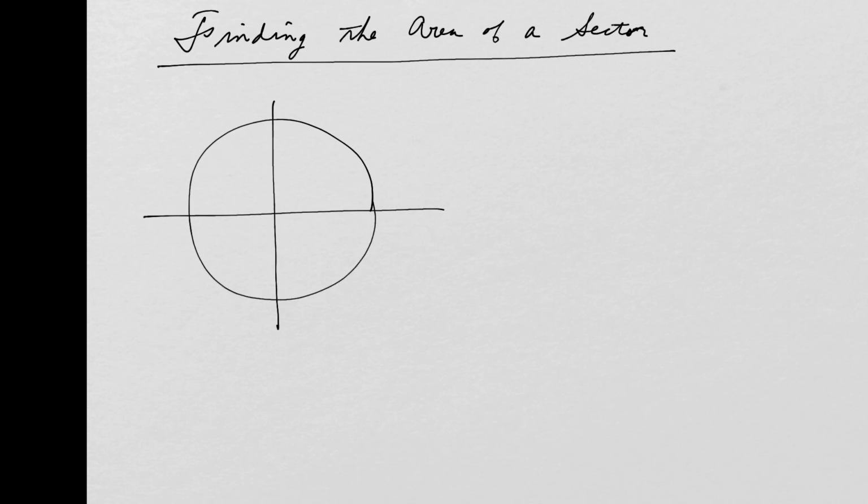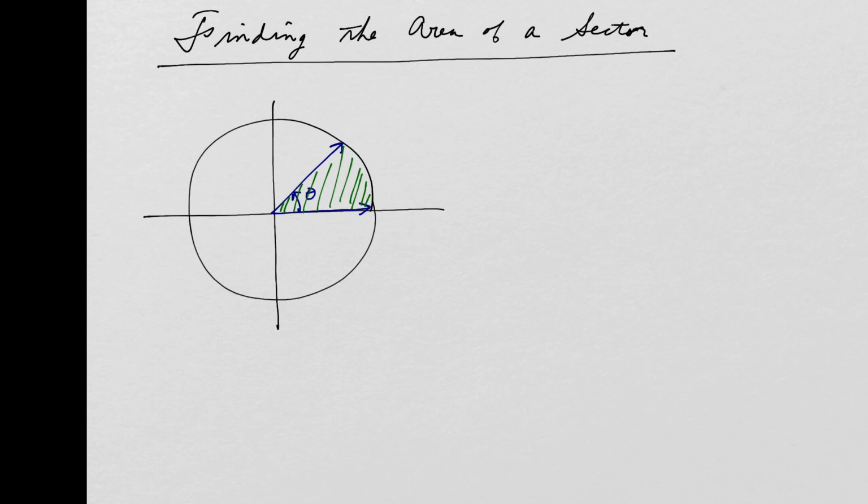Okay, so let me draw out what a sector is first. So we have our circle again. It's hard to draw this on an iPad, but let's say that's our initial side, this is our terminal side. So the sector, this is the angle theta. The sector would be everything in this area here. I'll do it in green. So how do we find that area?